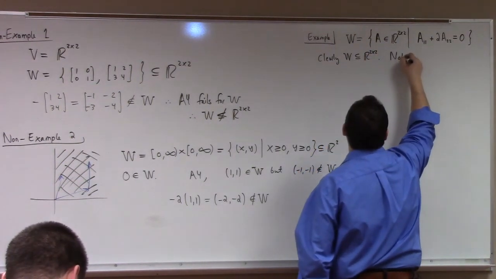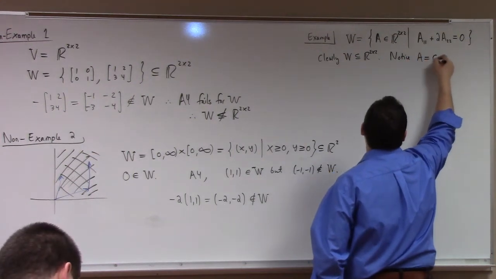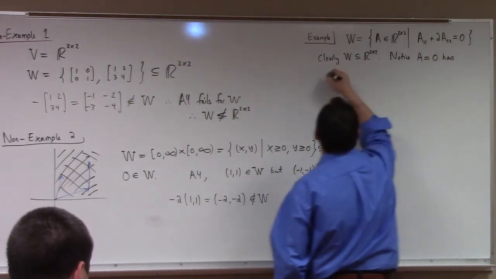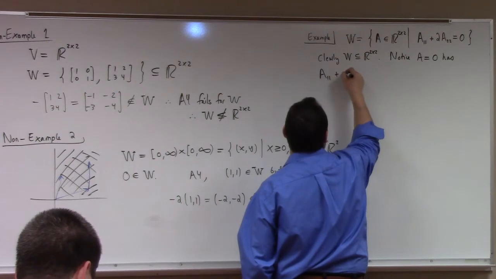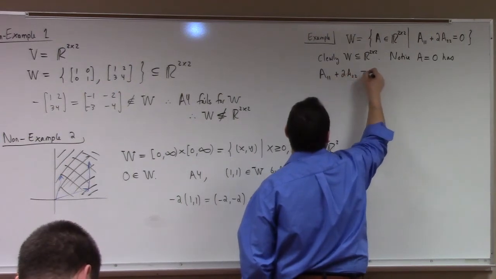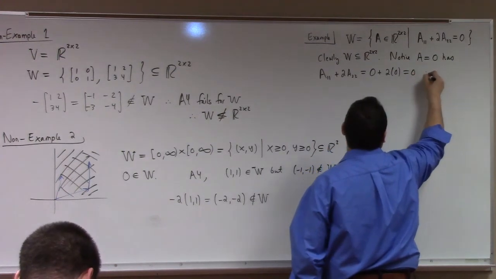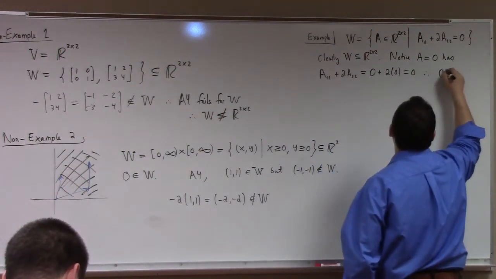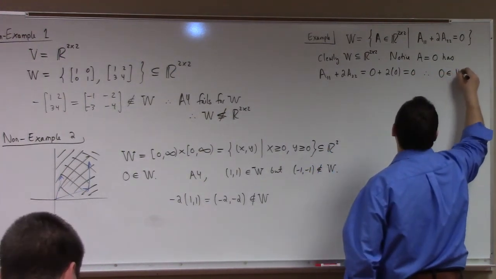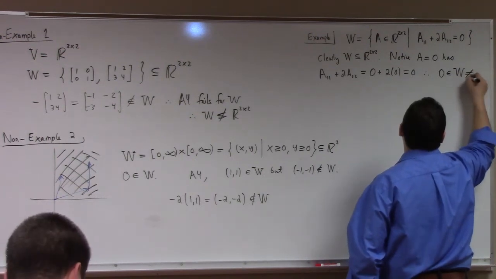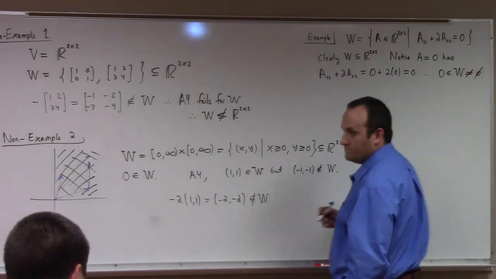Notice A equals 0 has A11 plus 2A22 equal to 0 plus 2 times 0, which is 0. Therefore, 0 is an element of W, which of course then is non-empty.